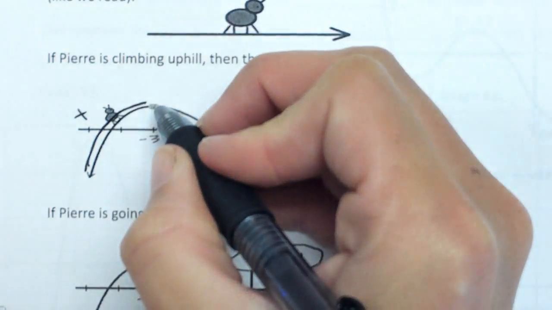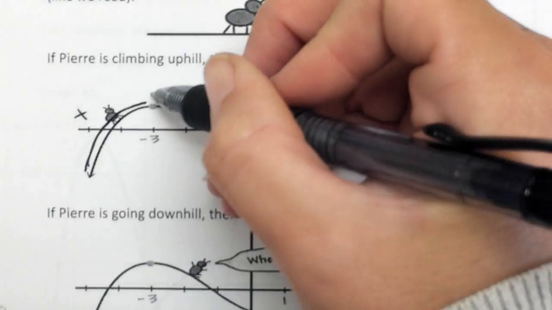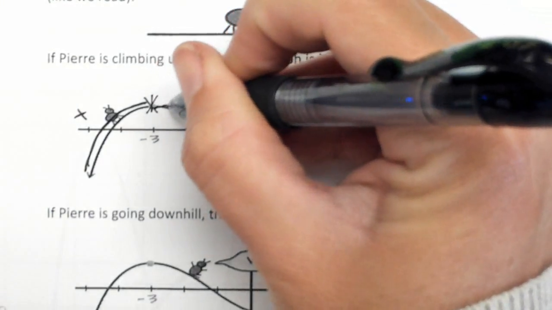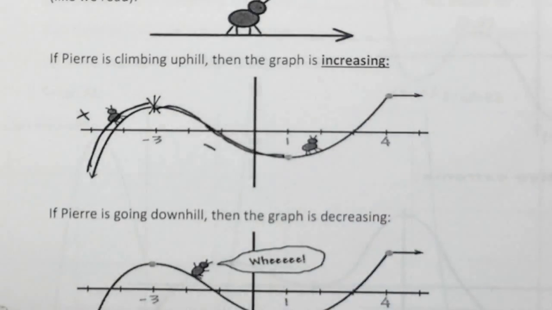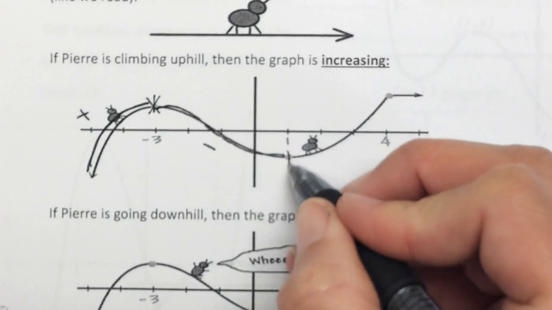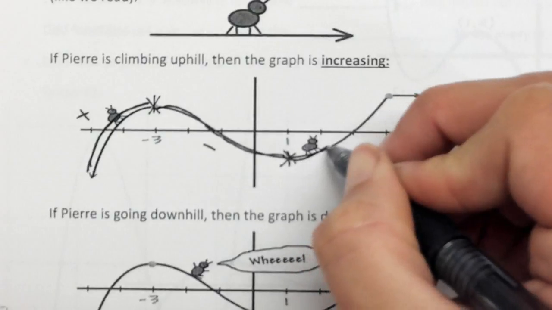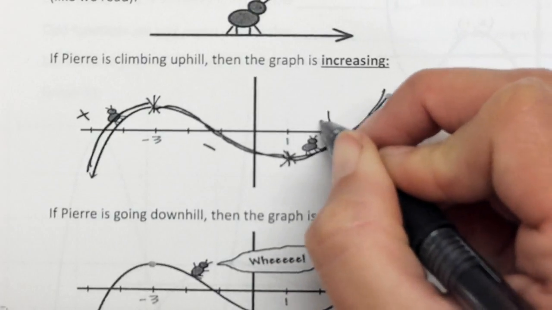Alright, when he gets to this dot, he kind of bottoms out, correct? And then from here to here he's climbing down. So this is going to be what? Decreasing. Then he kind of bottoms out right here. Then he goes back uphill. So from here to here it's increasing.